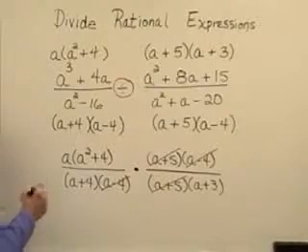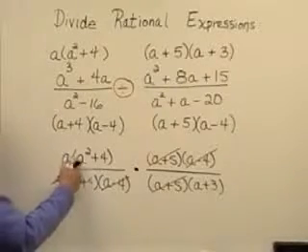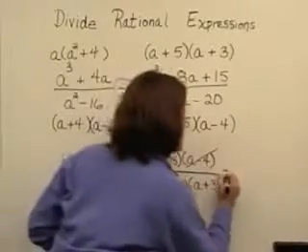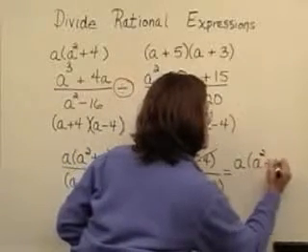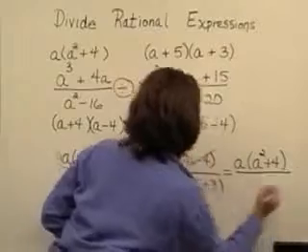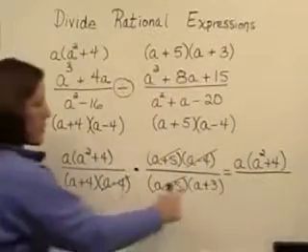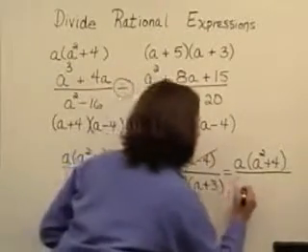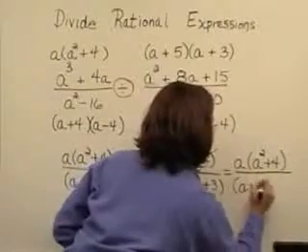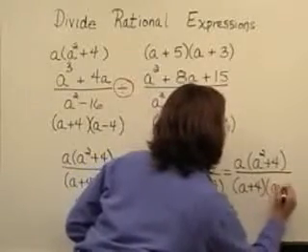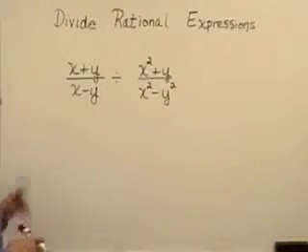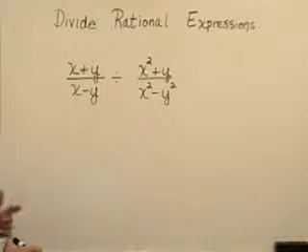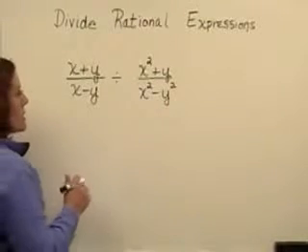I do not have to multiply this out. So in the numerator, I have this a times this a squared plus 4. And in the denominator, I have this a plus 4 and this a plus 3. This division problem is actually much simpler than the last one, but I wanted to show you an example of how you might write an answer when it's all said and done.